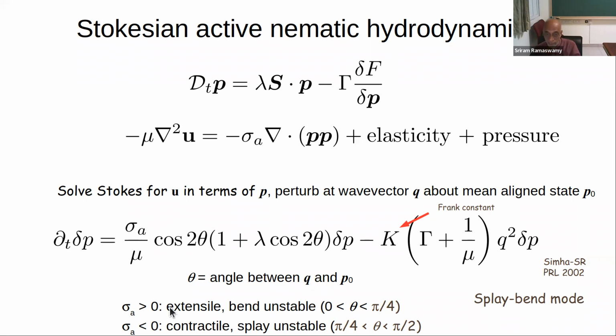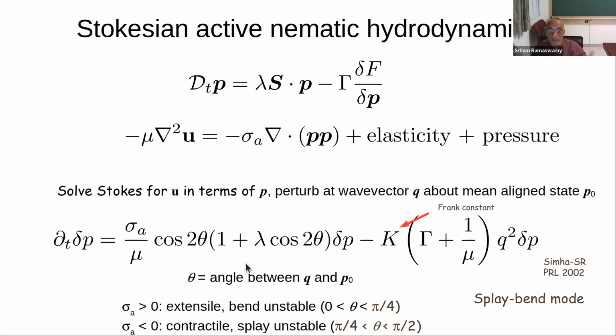If sigma A is negative, that is for the polar swimmers, it will be unstable in a range of wave vectors outside 45 degrees to the ordering direction. Okay? And the point is that at small wave number, at long wavelengths, this term is order 1, this term is order wave number squared, so this term always wins. So a bulk active Stokesian suspension is always unstable.